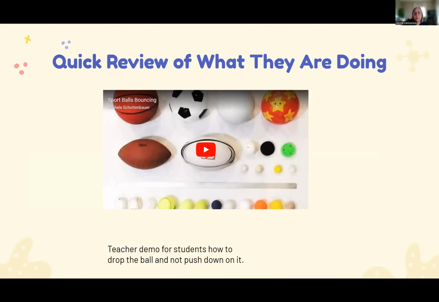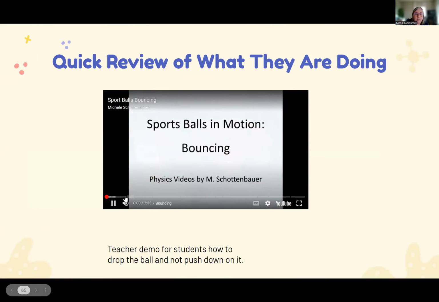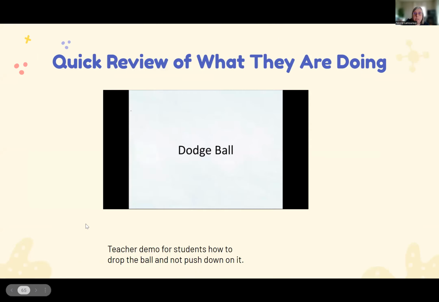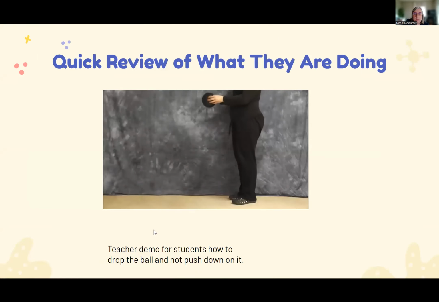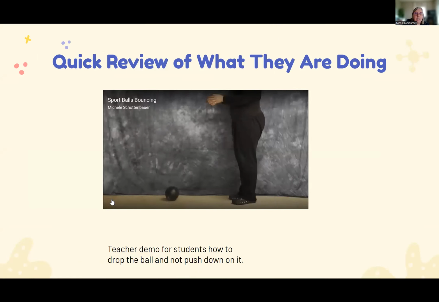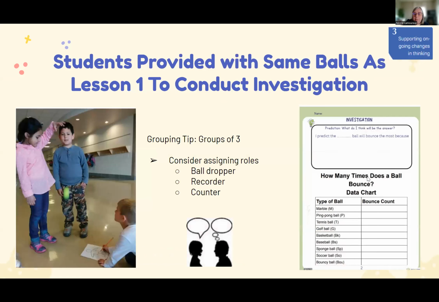So you might do a quick recap, and I just want to show you how you can model. You don't have to show this video, it's very boring, but this is just how you can model for them how to drop the ball. There's no sound really. Okay, so she's going to drop a dodgeball. You can see with her hands, she's just gently letting it go, and she does the same thing over and over. Okay, so it's getting them to practice that before they go off and do the investigation.